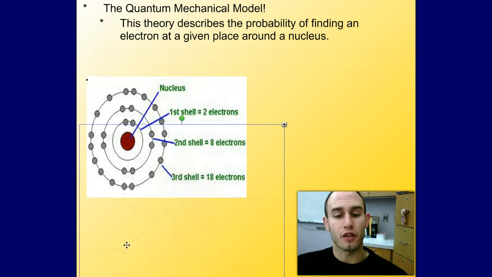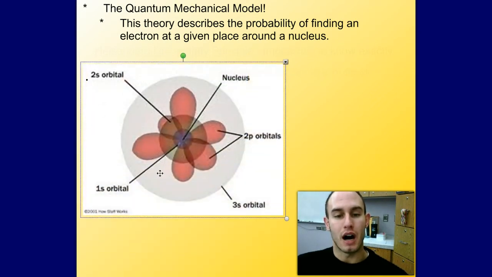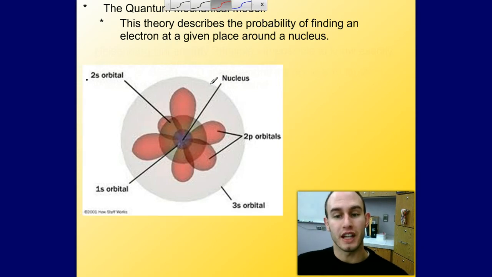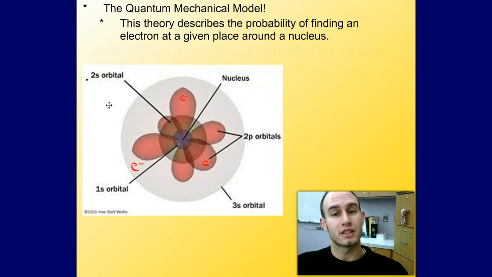Now, this is different than the quantum model of the atom, which has these orbitals represented as electron clouds. These clouds are different shapes of where an electron may be found. And there is a chance of finding an electron here, just as there is a chance of finding an electron here, or even out here in our 3s orbital. You have the probability of finding electrons at different areas based on their energy levels.